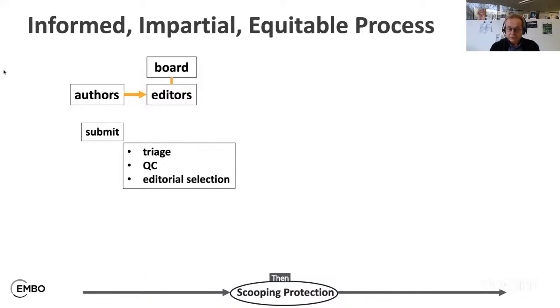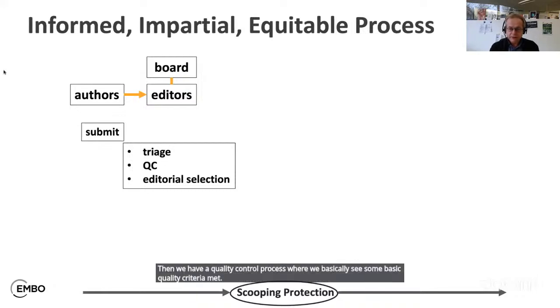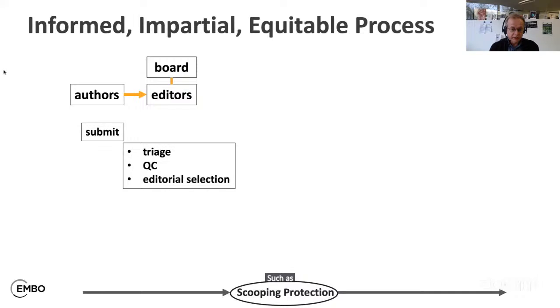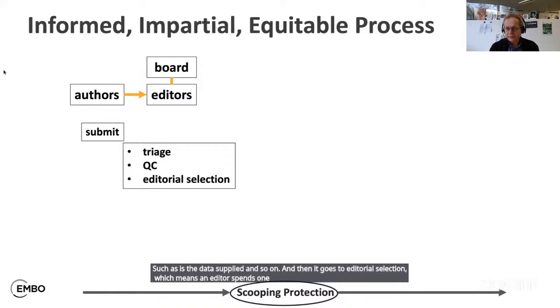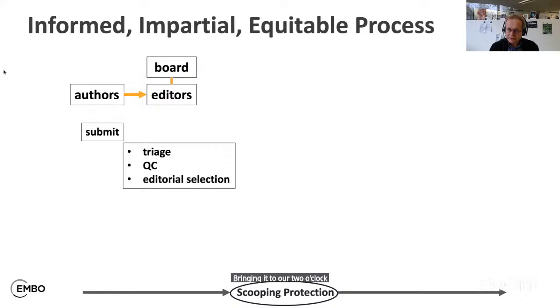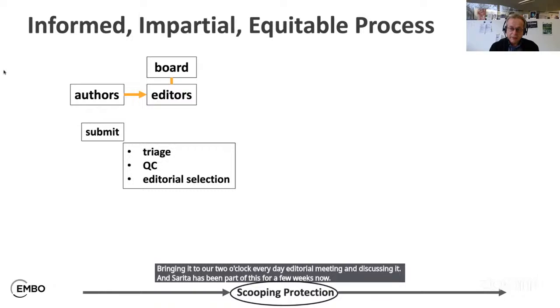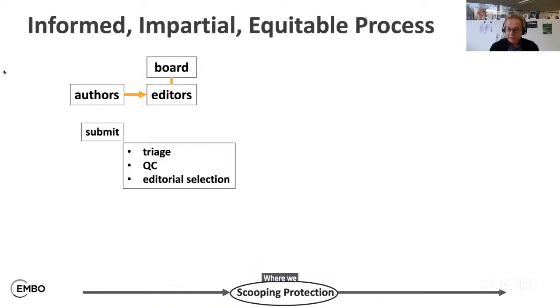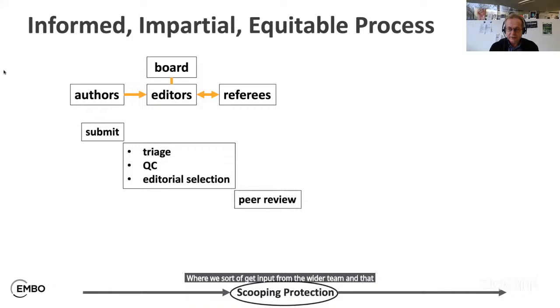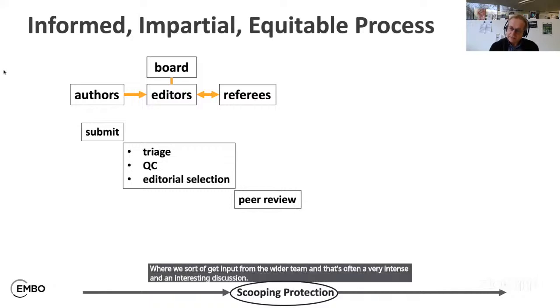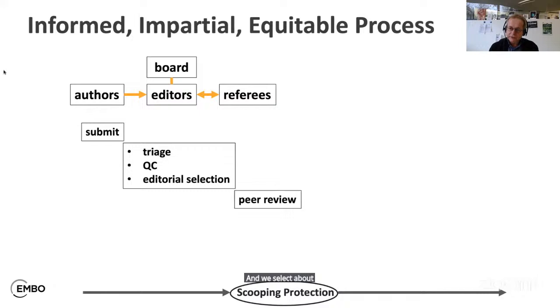Then we have a quality control process where we basically see if some basic quality criteria are met, such as whether the data is supplied and so on. And then it goes to editorial selection, which means an editor spends 1 to 2 hours reading the paper and summarizing in detail, bringing it to our 2 o'clock every day editorial meeting and discussing it. And Sarita has been part of this for a few weeks now, where we get input from the wider team, and that's often a very intense and interesting discussion. Then we select about 20 to 25% of the first submissions ultimately for peer review.